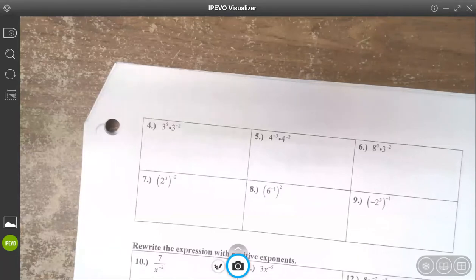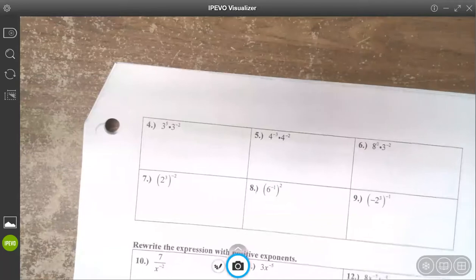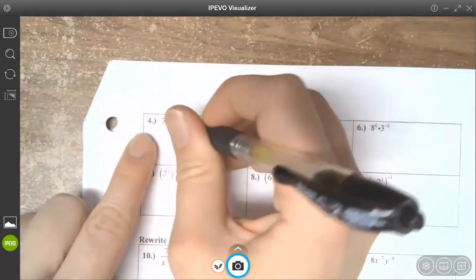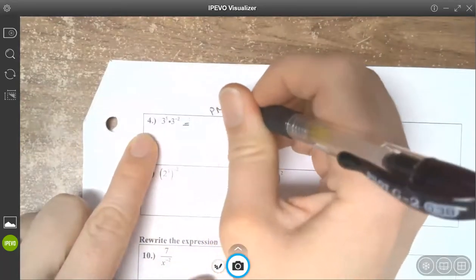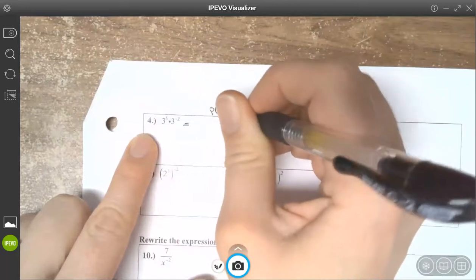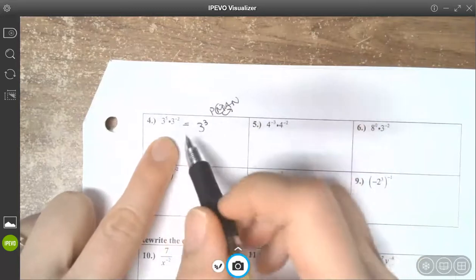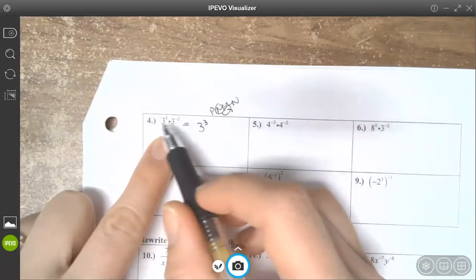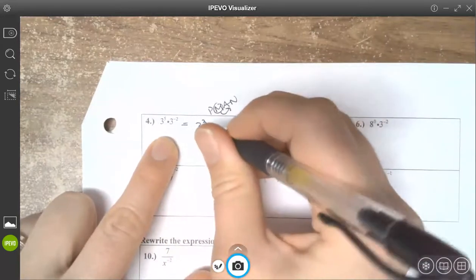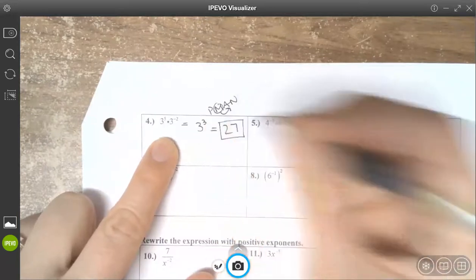I always do any other property that I can do first, and then at the last resort, I start moving negatives. So for example, here, I'm going to use p-man, right, and say, okay, this is multiplication, so I should add, and that would give me 3 cubed. I didn't have to worry about the fact that that was a negative. I added my exponents, and then I evaluate.